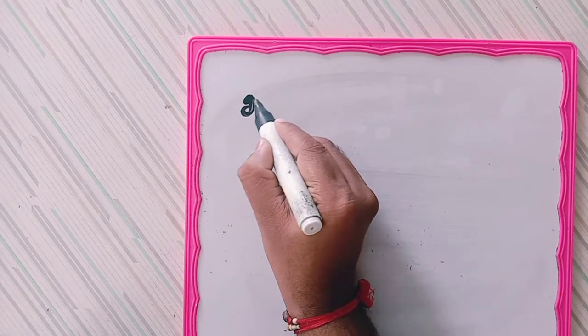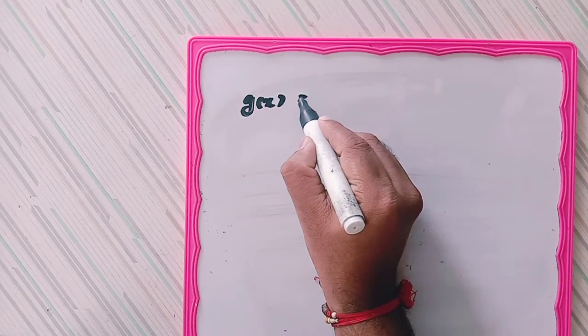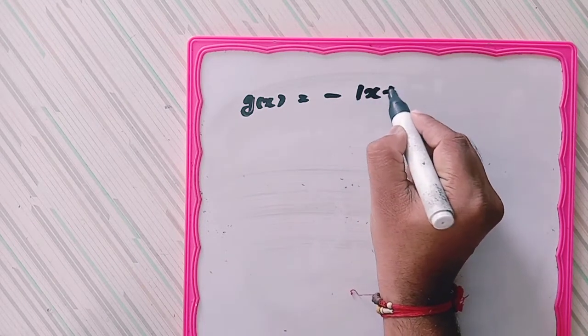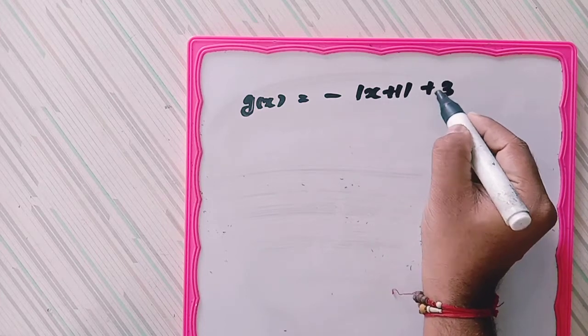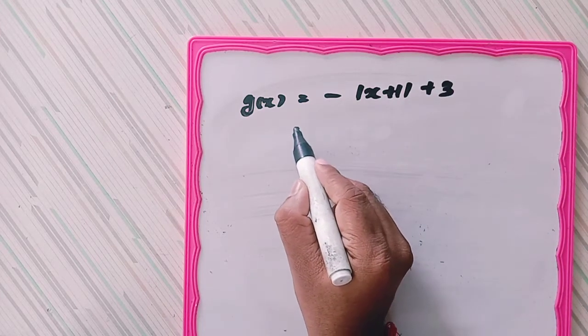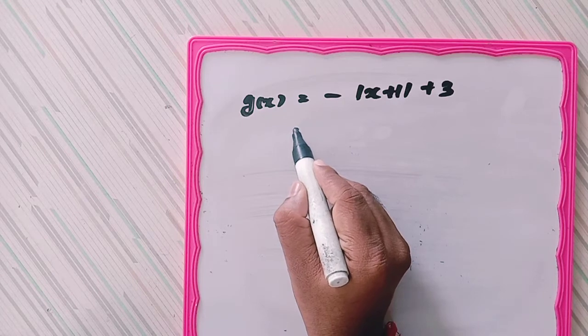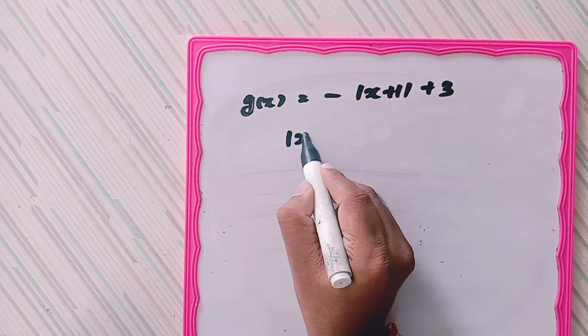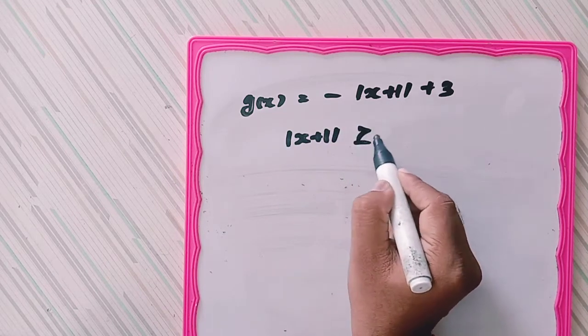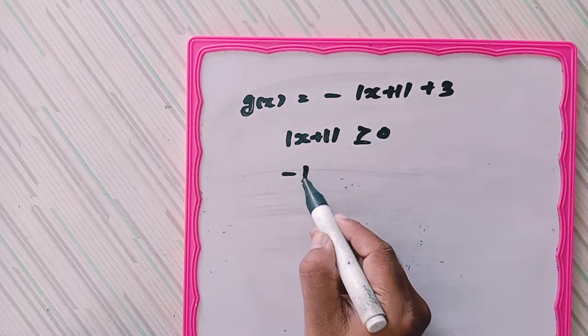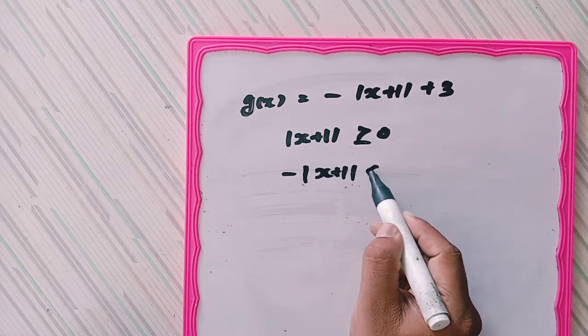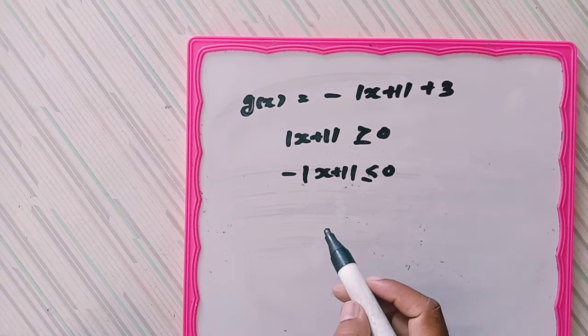Now we have the second question, g(x) equals minus modulus of (x plus 1) plus 3. So here, we know that modulus of (x plus 1) is greater than or equal to 0. So minus modulus of (x plus 1) will be less than or equal to 0.